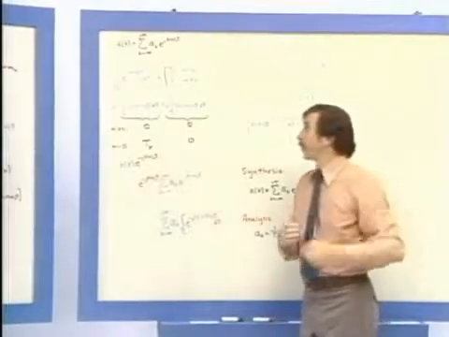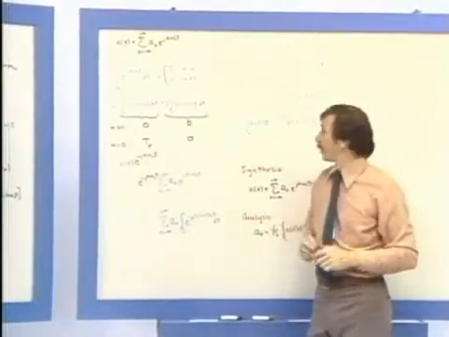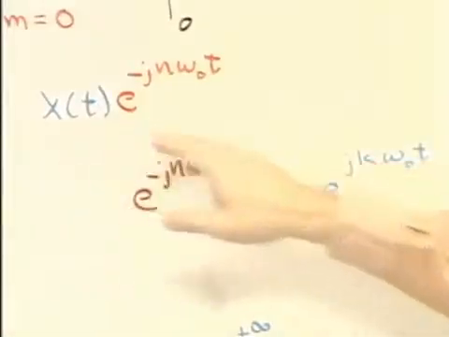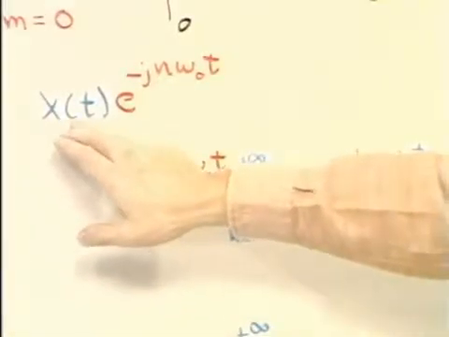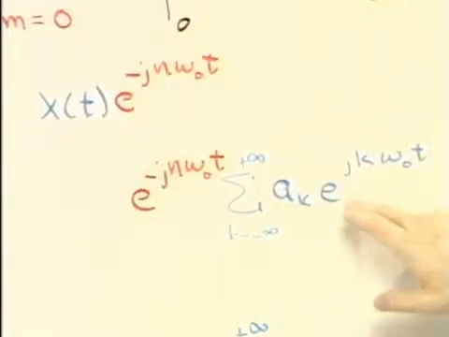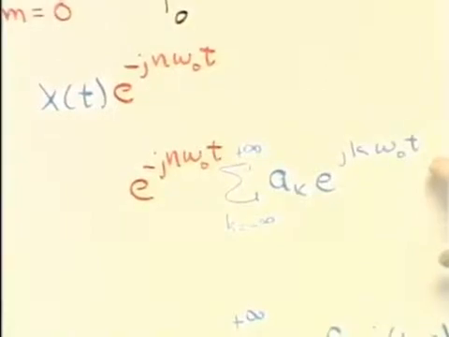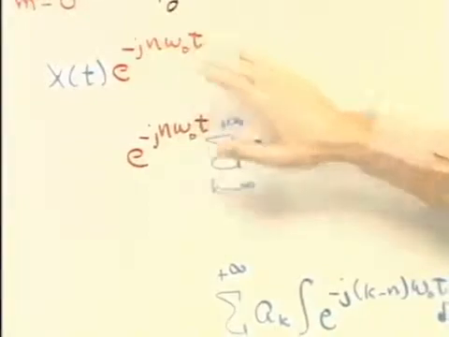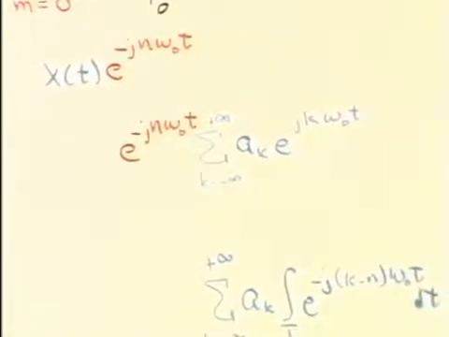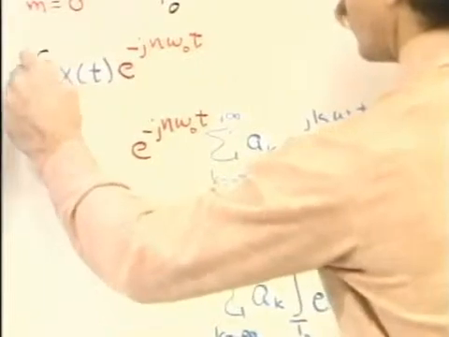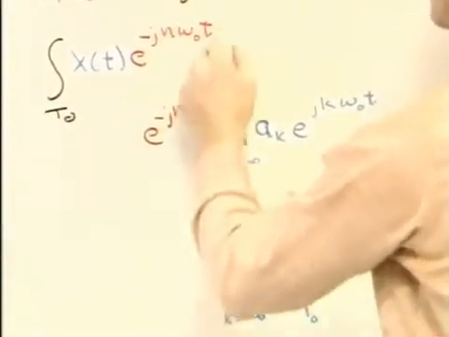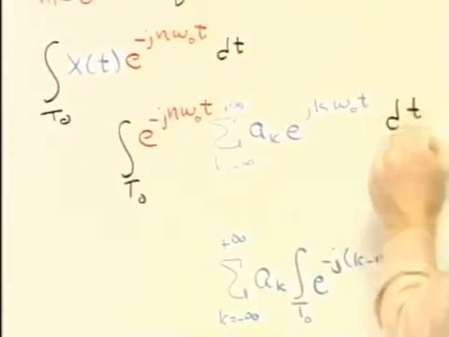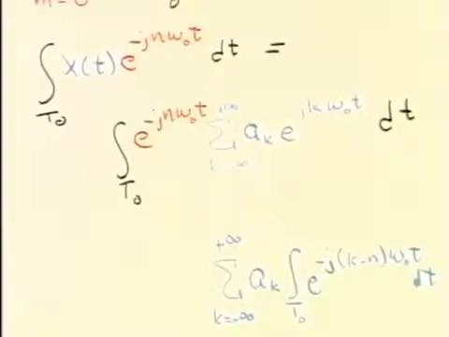Okay, well, the next step in developing the expression for the coefficients a sub k is to refer back to the Fourier series expression, which was that x of t is equal to the sum of a sub k e to the jk omega 0 t. If we multiply both sides of that by e to the minus jn omega 0 t and integrate over a period, both sides of the equation integrated over a period, these two equations are equal.